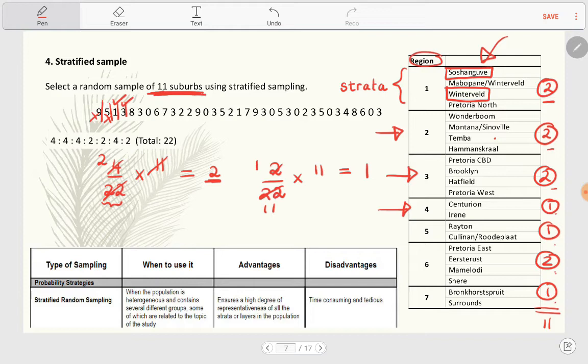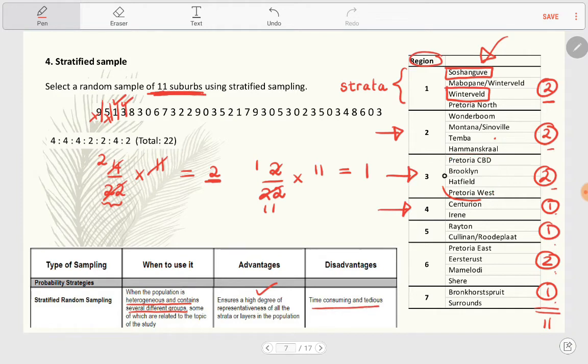So now, when do you use this? When your population is heterogeneous and contains several different groups. So basically what they mean is that there are clear differences between the observations, and you can actually group them according to those differences. And then the advantage of this is now you have a high degree of representativeness. You don't have a situation where you might end up only taking these guys who are in Pretoria Central and then end up trying to make conclusions about all of Pretoria based on those ones only. So you have this great representativeness, but unfortunately it can be quite time consuming and tedious.